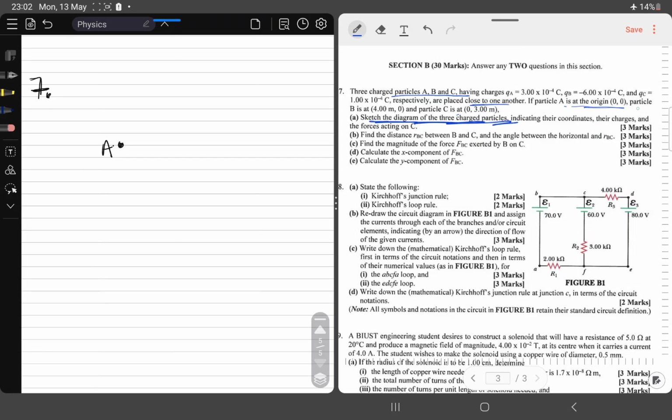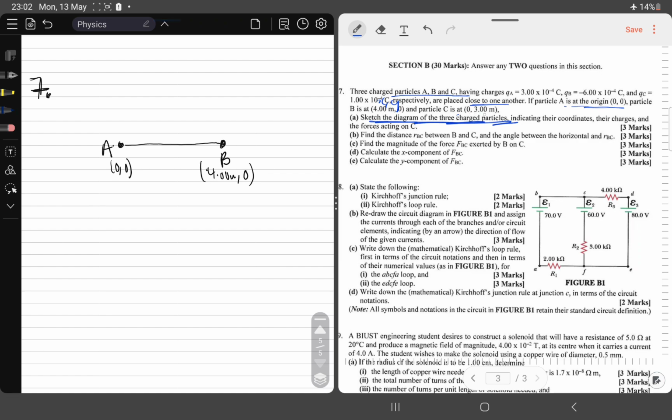Now, particle B is 4 in the X, 0 in the Y. They are trying to cheat to see if you can do it. Remember that it's X comma Y, so on the Y it's still 0. It's just moving in the X, 4. So this is where particle B is, at 4.00 meters, comma 0. You've moved 4 in the X.